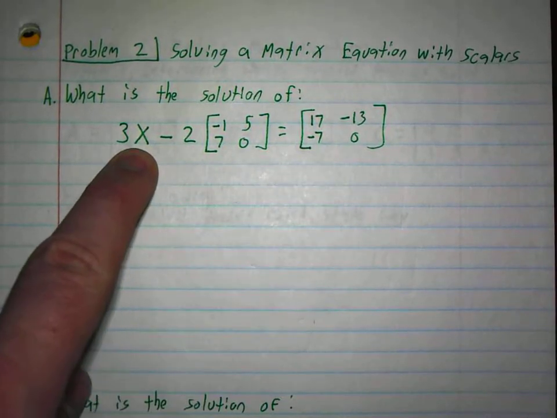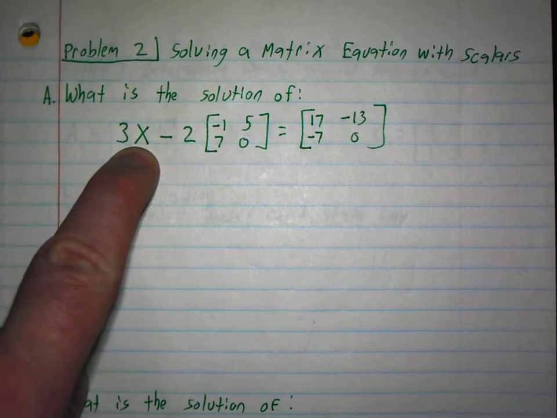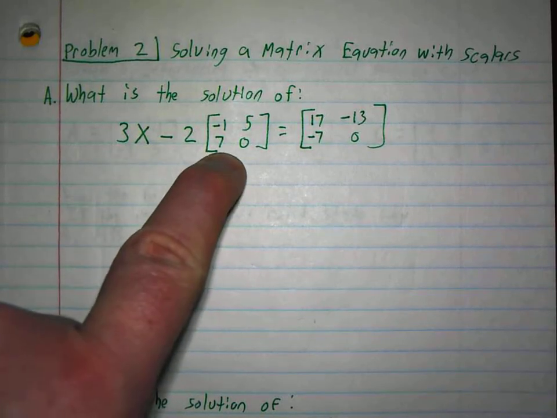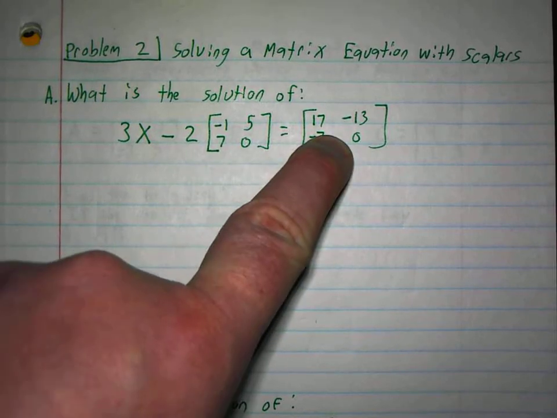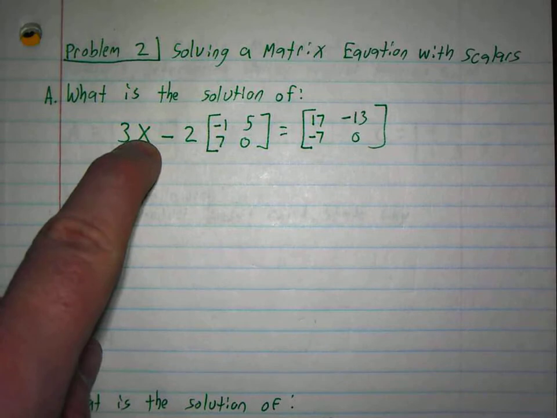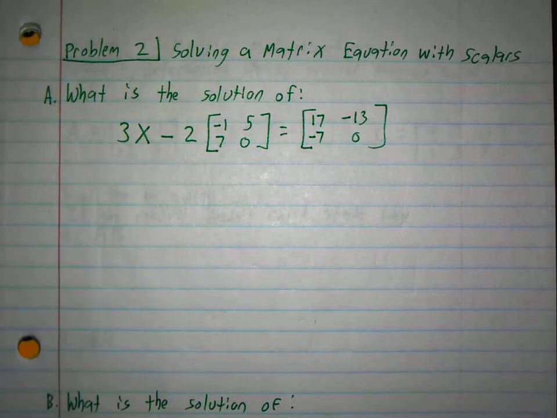Now, what are going to be the dimensions of matrix X? See how this one's 2 by 2, and this one's 2 by 2? To do math with both of those, this matrix is going to be 2 by 2.